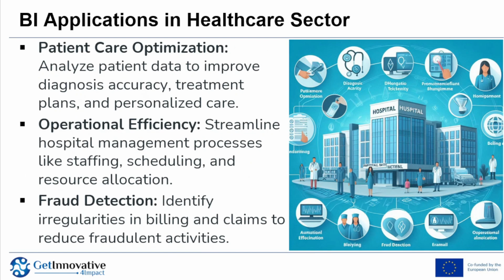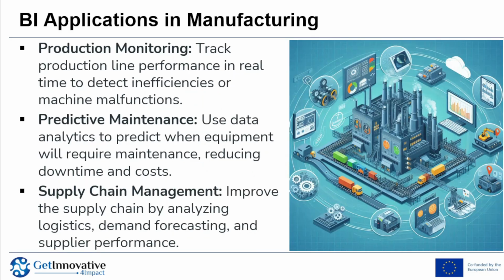Amazon recommendation engines. If we talk about business intelligence in the healthcare sector, it facilitates patient care optimization, operational efficiency, and fraud detection. In patient care optimization, it is used to analyze patient data to improve diagnosis accuracy, treatment plans, and personalized care. In operational efficiency, it is used to streamline hospital management processes like staffing, scheduling, and resource allocation. In fraud detection, it is used to identify irregularities in billing and claims to reduce fraudulent activities.